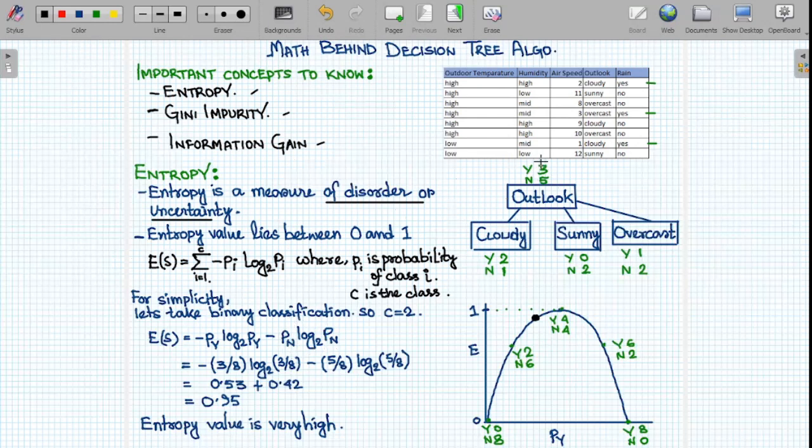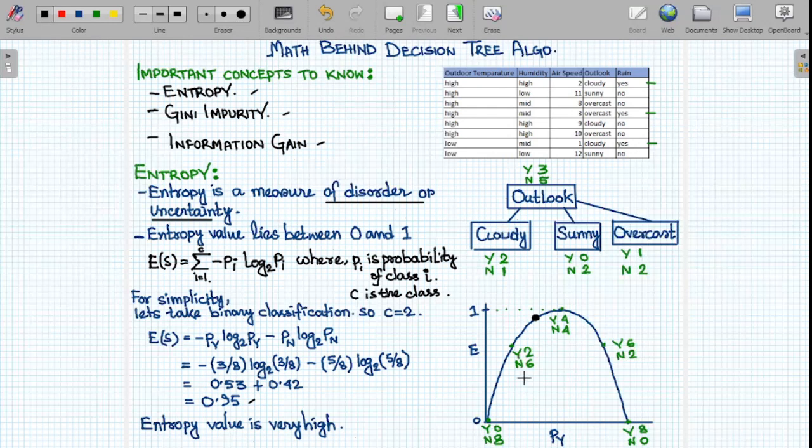We have 3 yes among a total of 8 samples, and that is the reason the probability of yes will be 3 by 8. Log base 2, again probability of yes, that's why 3 by 8. We have 5 records which have no among 8 total samples. That's why 5 by 8 will be the probability of no. Log base 2, 5 by 8. If we evaluate it, the answer will be 0.95. This is a very high entropy value. That means uncertainty in this dataset is more. Considering entropy value lies between 0 and 1, 0.95 is a very high value.